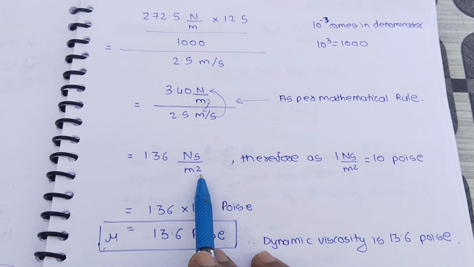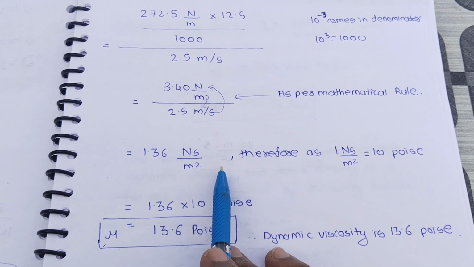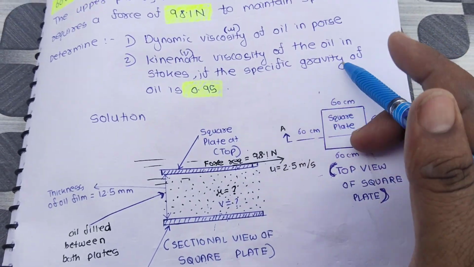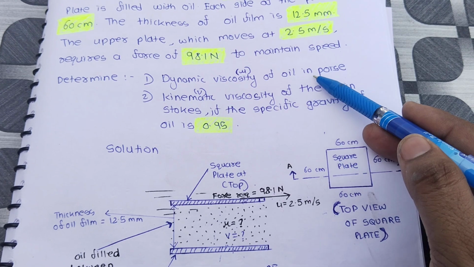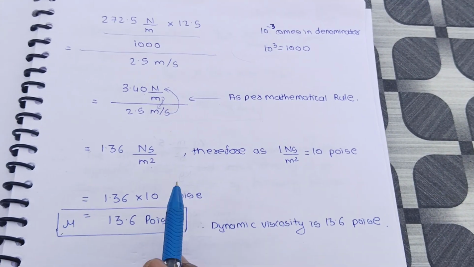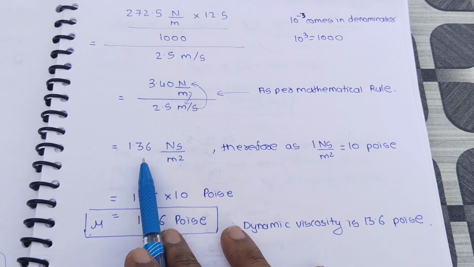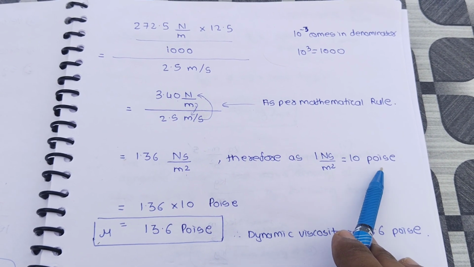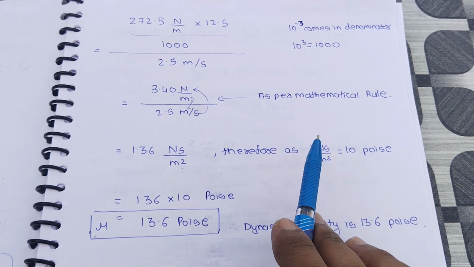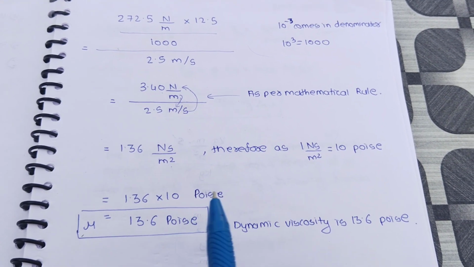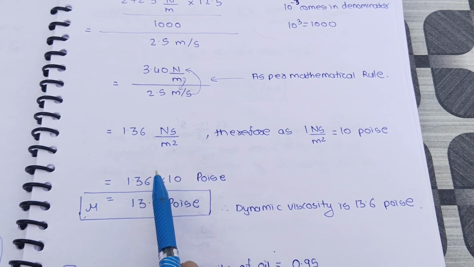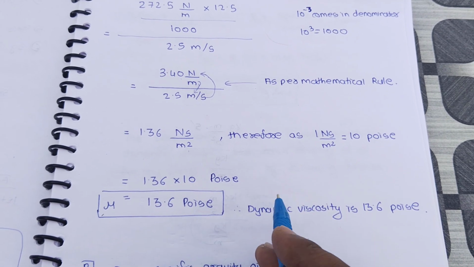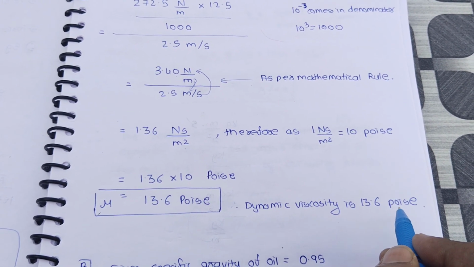But we want this dynamic viscosity in Poise. So 1.36 Newton second per meter square, as 1 Newton second per meter square is equal to 10 Poise. So 1.36 into 10 Poise, so 13.6 Poise we will get. The dynamic viscosity is 13.6 Poise.